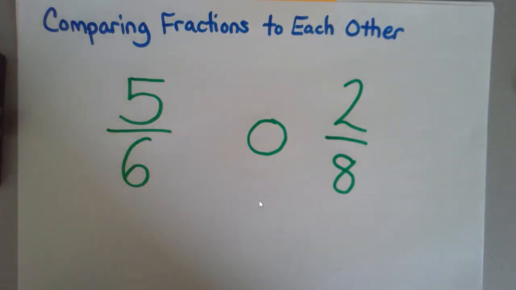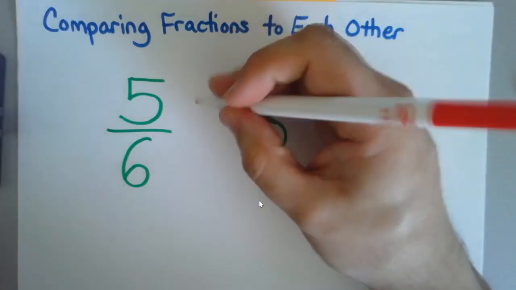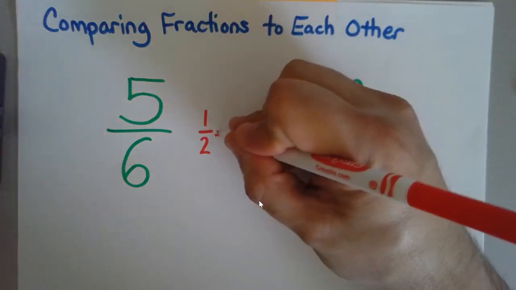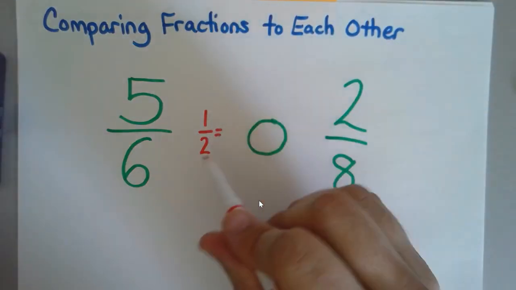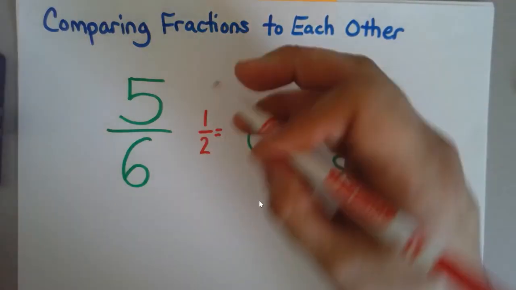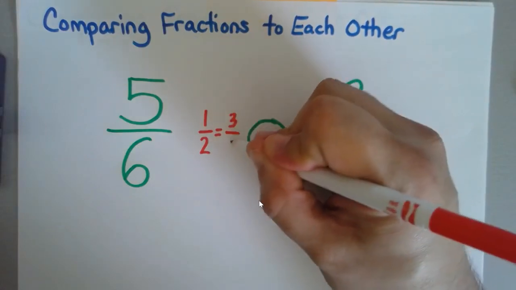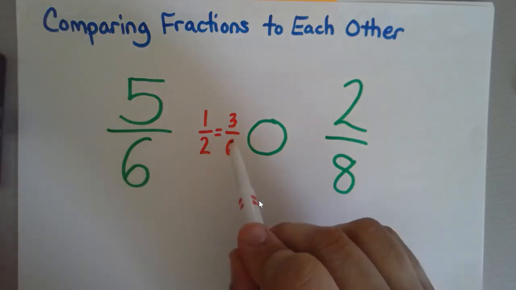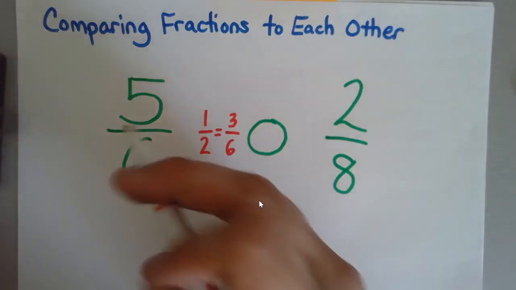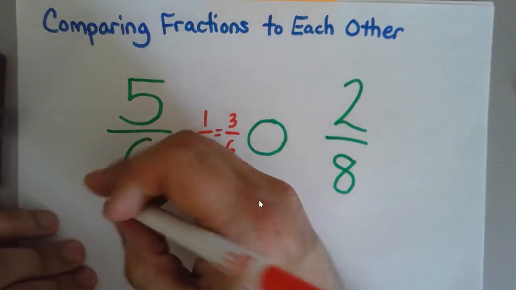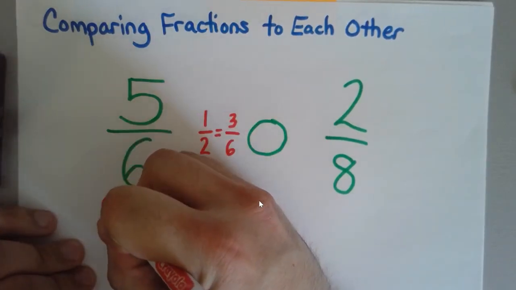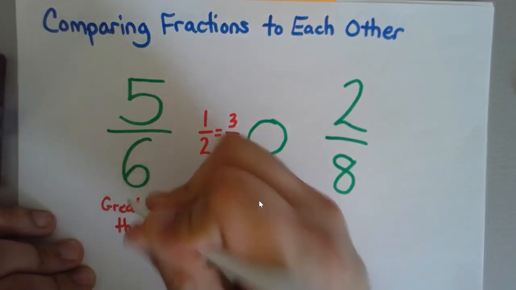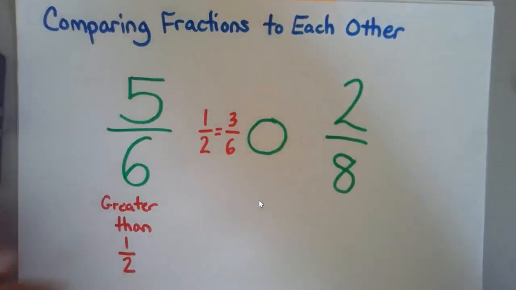So if I wanted to compare 5/6 to 1/2, well, I know a fraction equivalent to 1/2. I'm just going to sneak it in right here. A fraction equivalent to 1/2 with a denominator of 6 is going to be 3/6. I know that 5/6 is greater than 3/6, so it's greater than 1/2. So I'm just going to put a little note here: 5/6 is greater than 1/2.